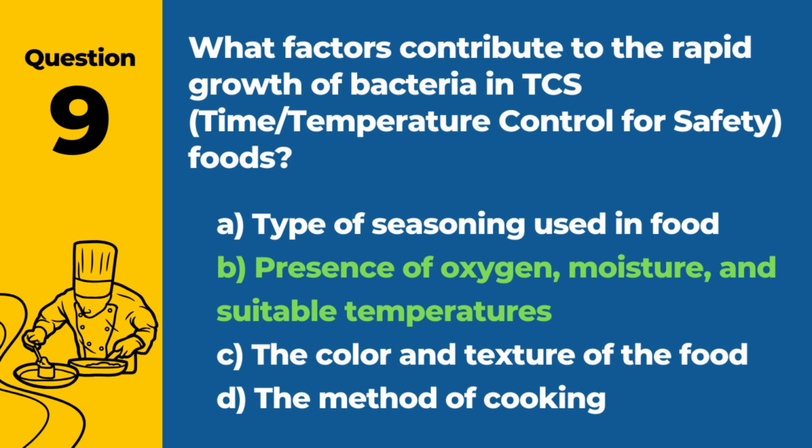Answer B. Presence of oxygen, moisture, and suitable temperatures. TCS foods are susceptible to rapid bacterial growth due to factors like the presence of oxygen, adequate moisture, and temperatures that are within the danger zone. 40 °F, 140 °F or 4 °C, 60 °C.